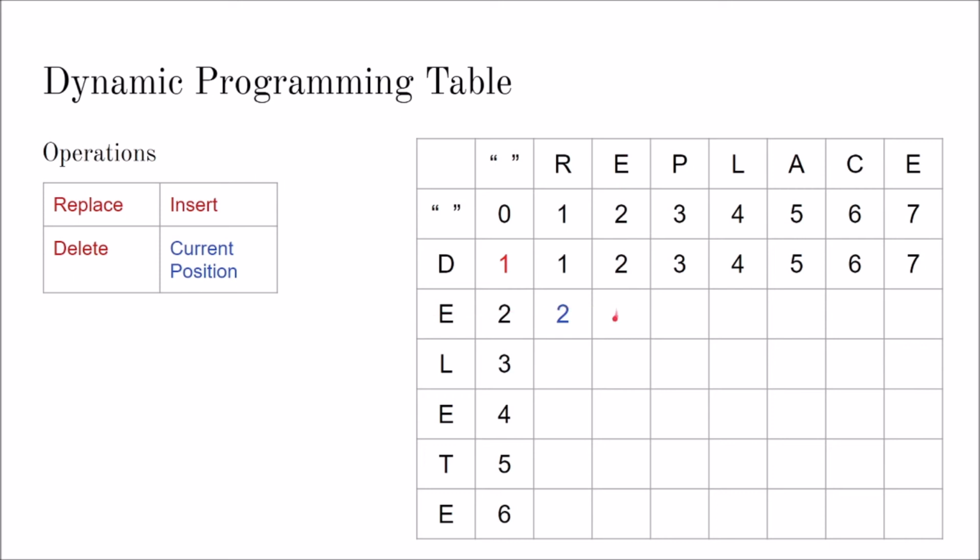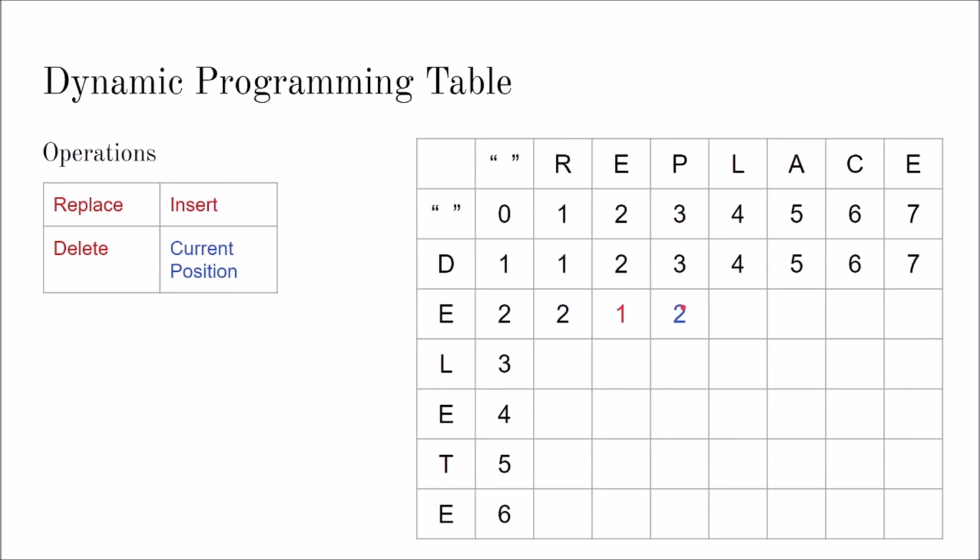So let's try to understand what is happening here. We can see that we need to convert the string RE to the string DE. But since there is a match on the last character, we don't need to consider this character anymore. So we have to simply convert this R to D. And the cost of converting R to D is 1. So this is the value we need to pass to this cell.